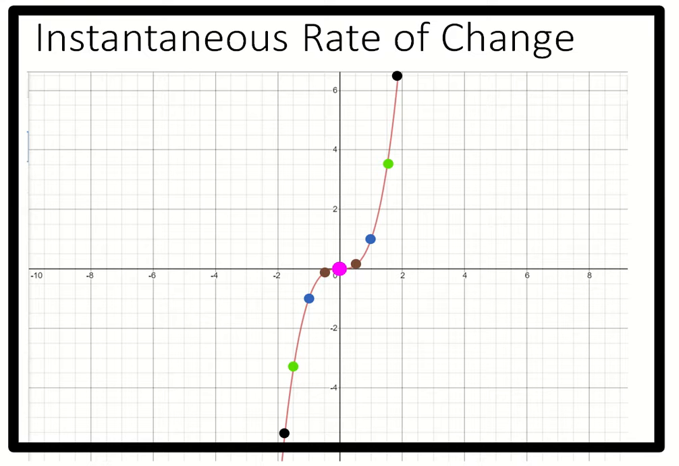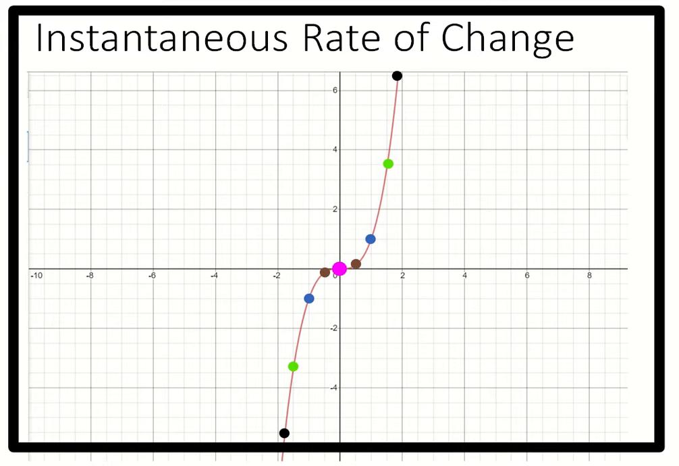So for this example, let's figure out what the instantaneous rate of change at x equals 0 is for this particular graph, which again is y equals x cubed. And I have the x equals 0 spot denoted with the pink/purple dot right at the origin. So we want to figure out how this function is changing at that one particular point.